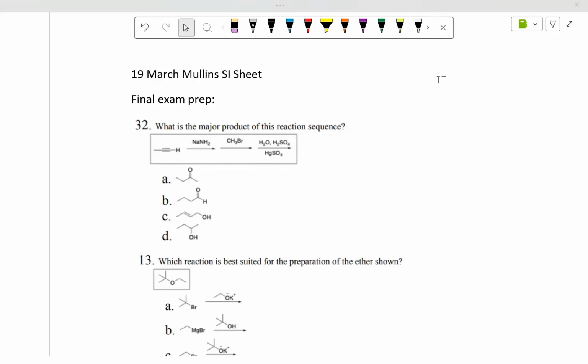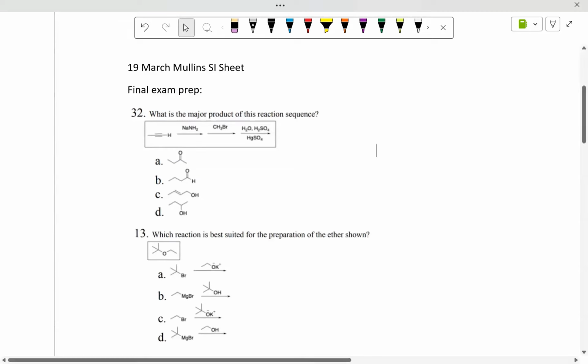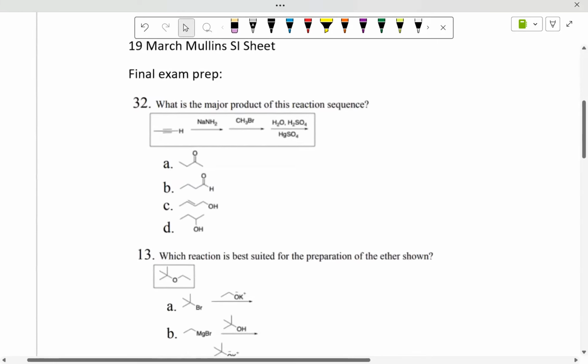All right, let's complete this SI sheet. As usual, for the rest of the semester, I'll have some questions to prepare you for the final exam, including these two. So let's get started with those ones. First one, predict the major product of the following transformation.